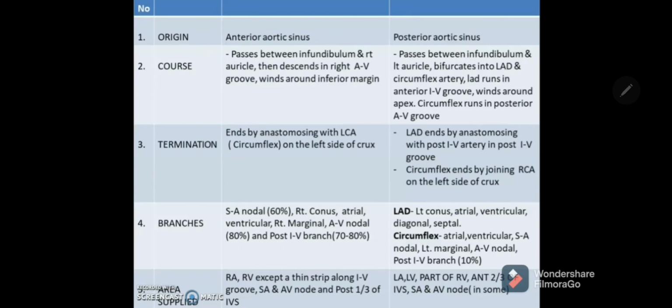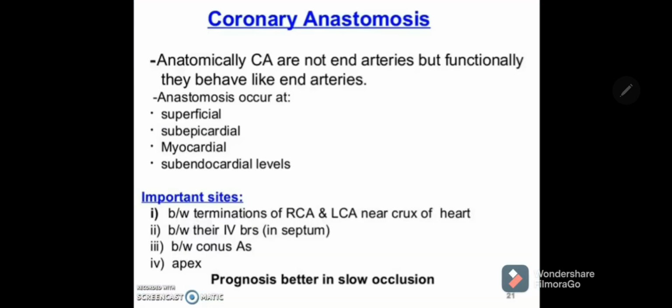Remember the coronary dominance. Coronary dominance depends on which artery is giving the posterior intraventricular branch. It is given by the right coronary artery in 90%, and by the left in 10%. That 10% is more prone to heart attack. So out of 100 people, 10 people are more prone to heart attack.